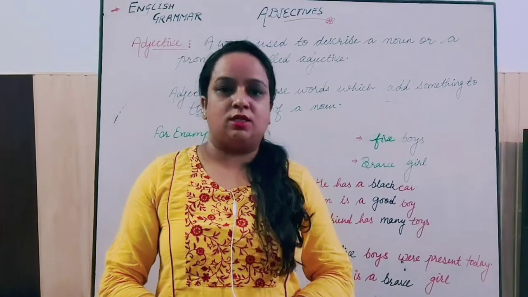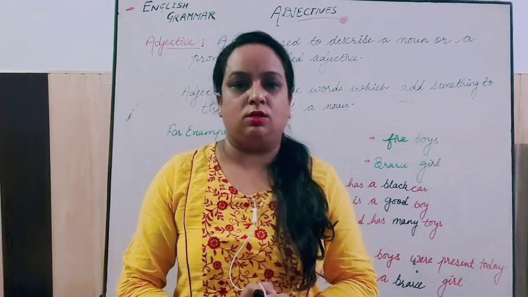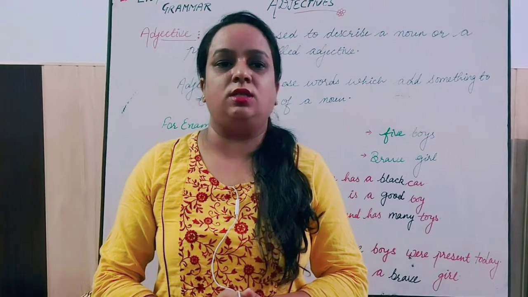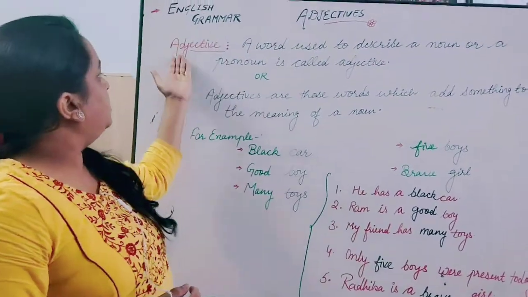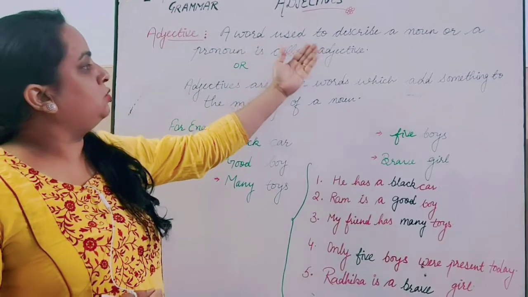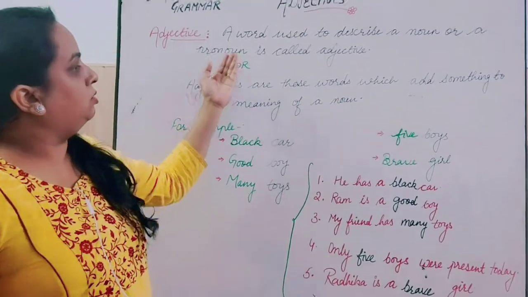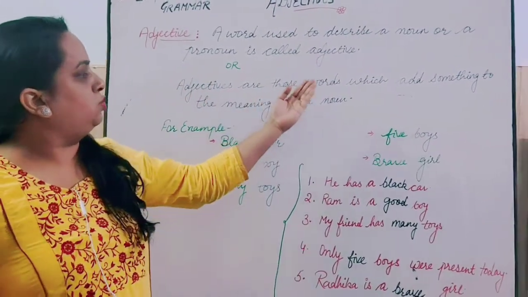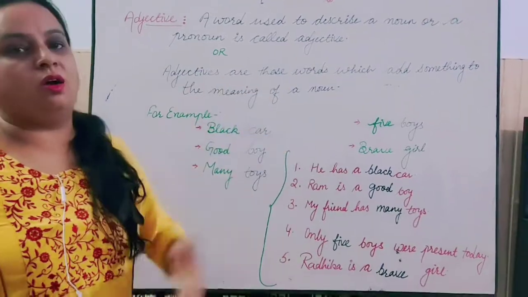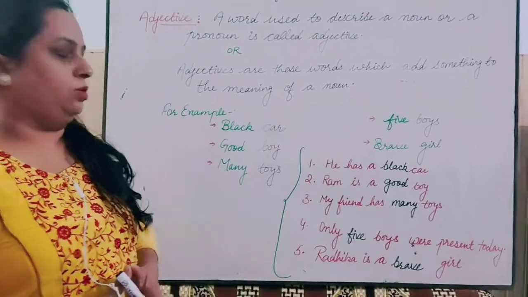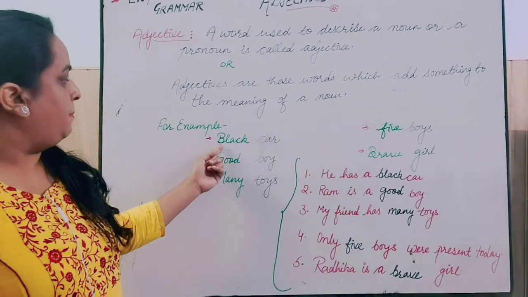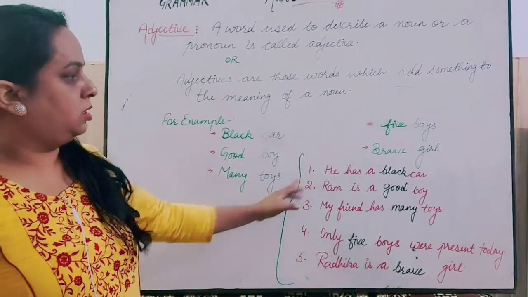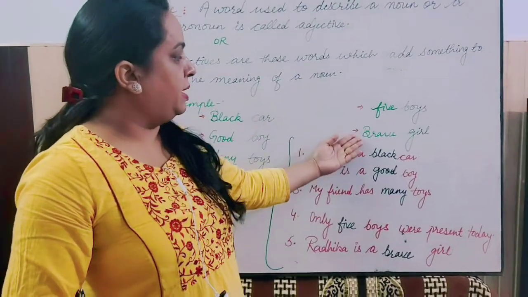Now, today's topic is the describing words, which are also known as adjectives. Let's know something about adjectives. An adjective is a word used to describe a noun or a pronoun. Or adjectives are those words which add something to the meaning of a noun or pronoun. Let's see some examples: black car, good boy, many toys, five boys, brave girl.